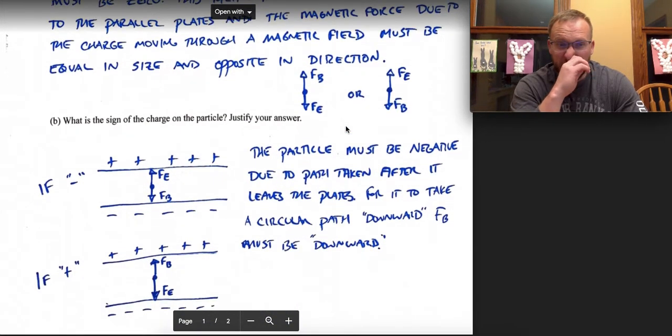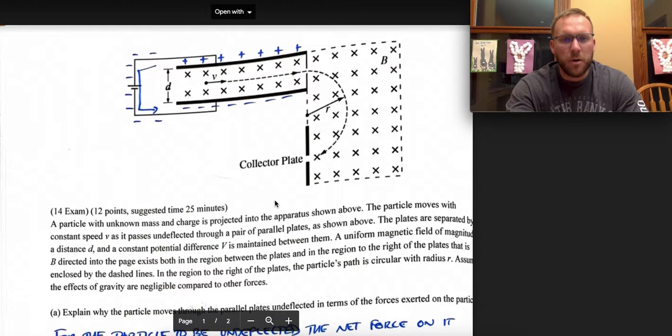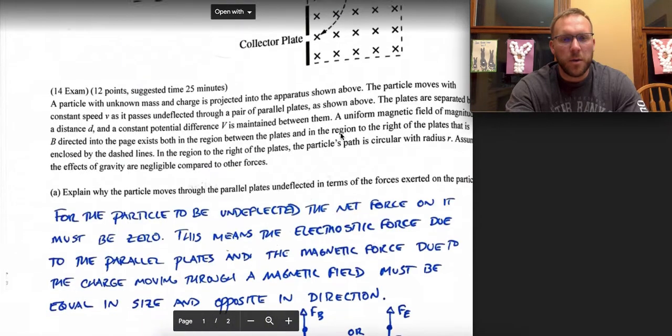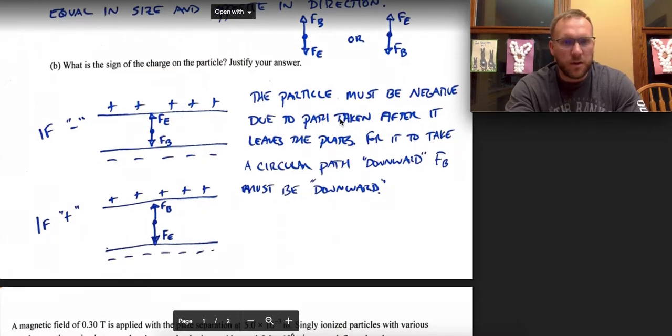Part B then asks you to find the sign of the charge on the particle and to justify your answer. If it's a negative charge, based on my top plate being positive and my bottom plate being negative, the electric force would be up. The magnetic force would be down due to the left-hand rule, because it's a negative charge. If it's a positive charge, it would still work out: my magnetic force would be up due to the right-hand rule, and my electric force would be down. So it would still be a net force of zero, and we'd still have zero deflection. But if we look at the second part of the motion, we see a circular arc going downward on the page. So what I said was the particle must be negative due to the path taken after it leaves the plates. For it to take a circular path downward, FB must be downward. And you can only get that by using your left-hand rule, which gives it a negative charge.